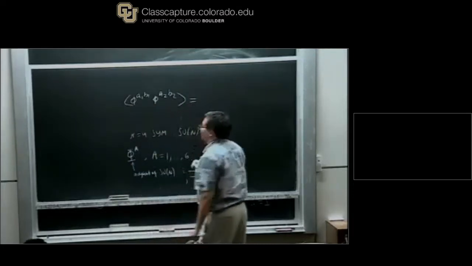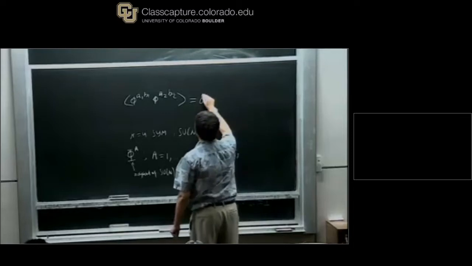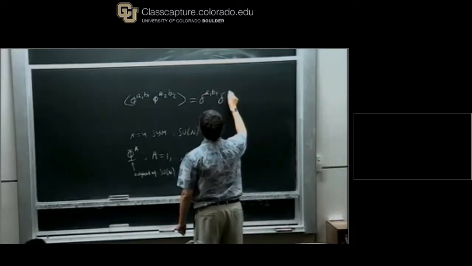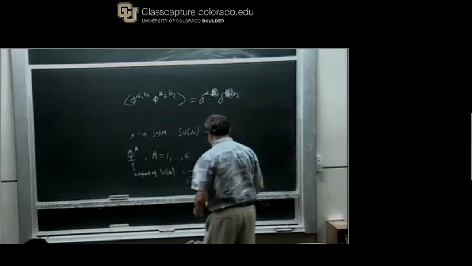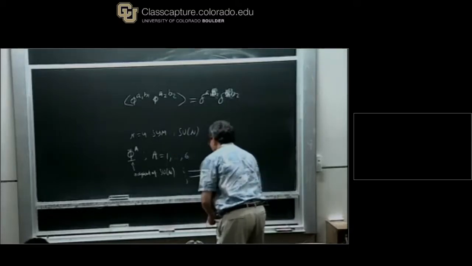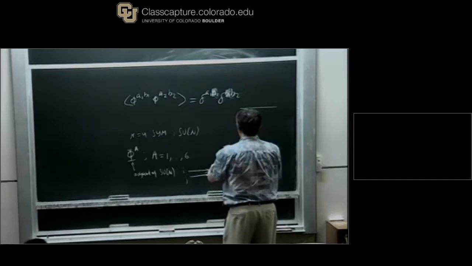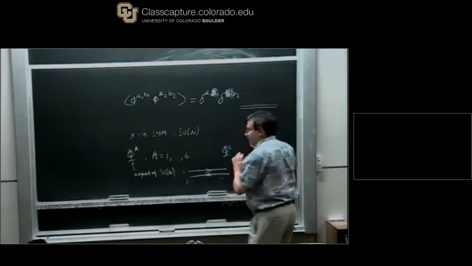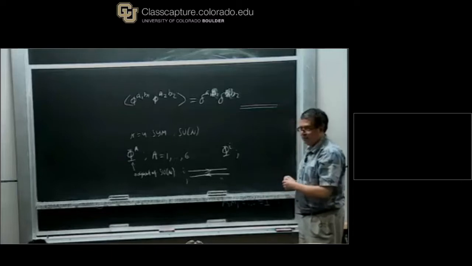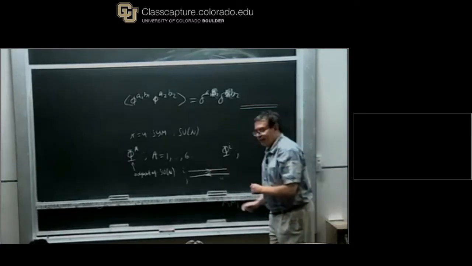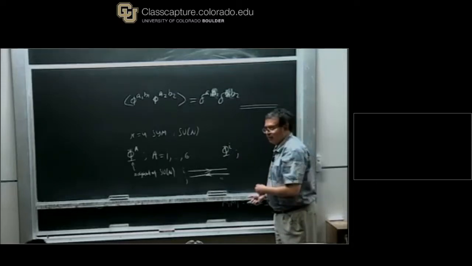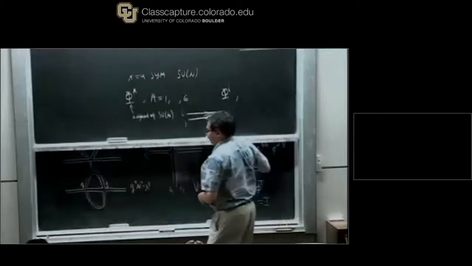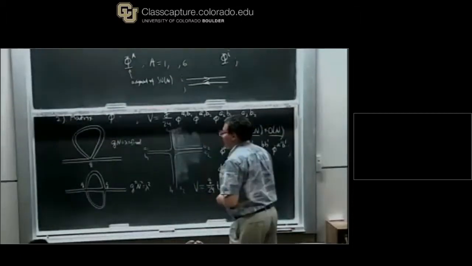That's the only O(n) invariant thing I can write: delta A1 A2, delta B1 B2. The pictorial way to represent this is to draw a double line with two separate colors. But the lines are not oriented. They're just distinguished by two different colors, unlike in this case. And this is actually the reason why you can get non-orientable diagrams. But okay, so now let's go back to snails and melons.